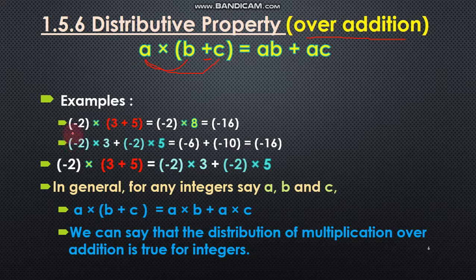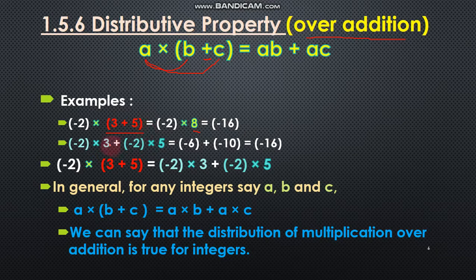So here, first we will check the left hand side. So negative 2 into (3 plus 5). First solve this bracket. 3 plus 5, 3 plus 5 is what? 8, and then multiply it. 8 twos are 16, that is negative 16.